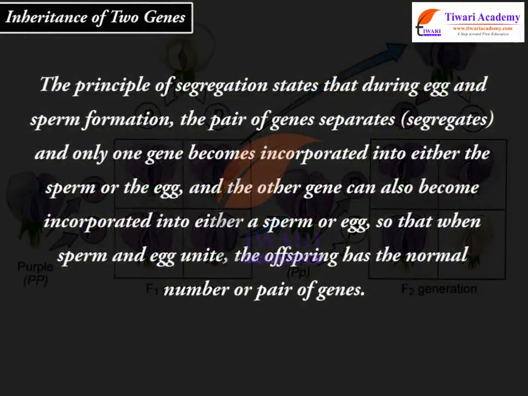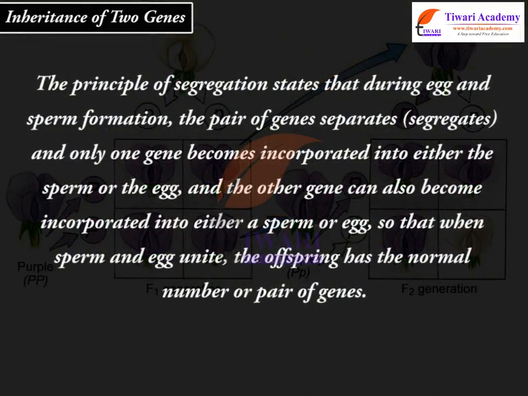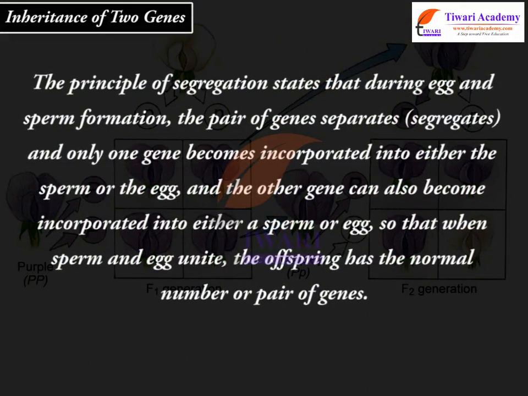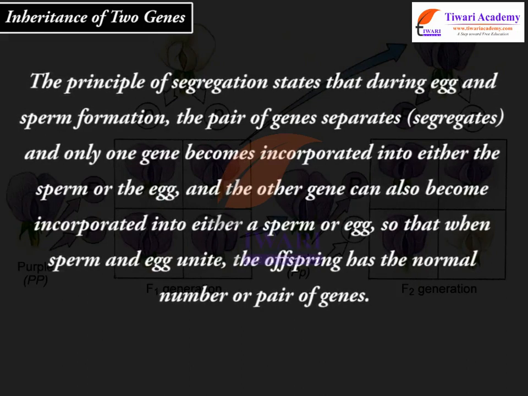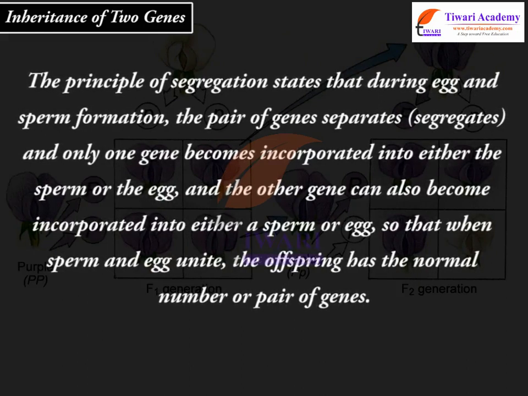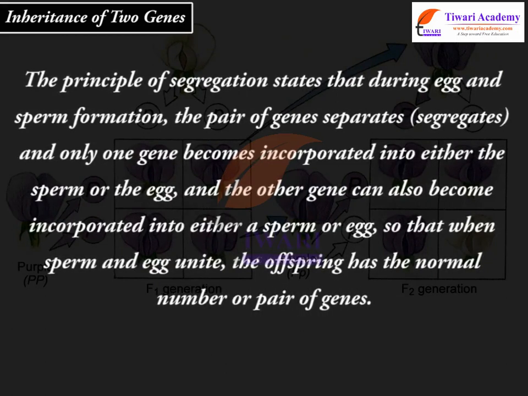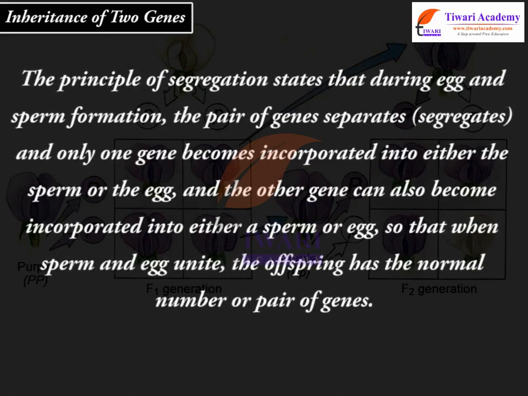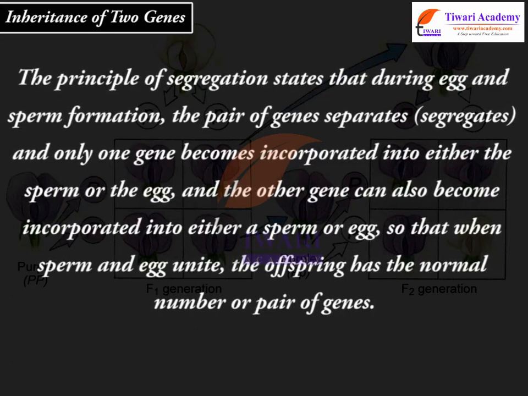The principle of segregation states that during egg and sperm formation, the pair of genes separates, segregates, and only one gene becomes incorporated into either the sperm or the egg, and the other gene can also become incorporated into either a sperm or egg, so that when sperm and egg unite, the offspring has the normal number or pair of genes.